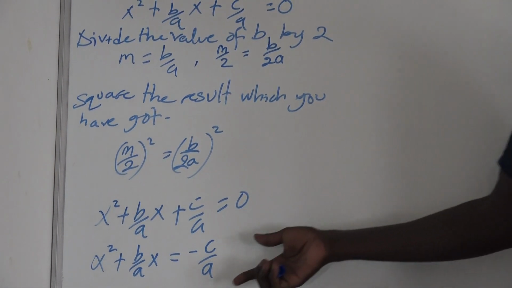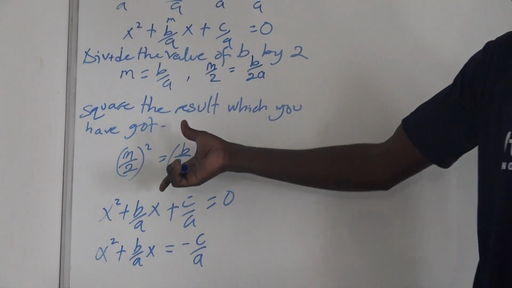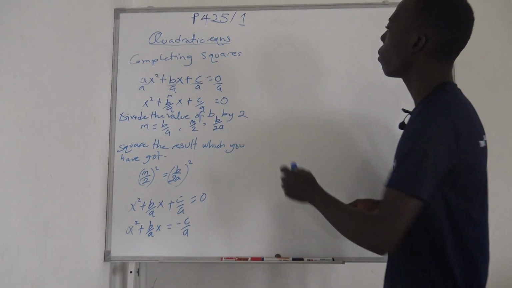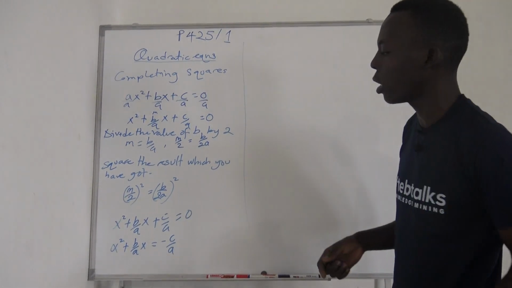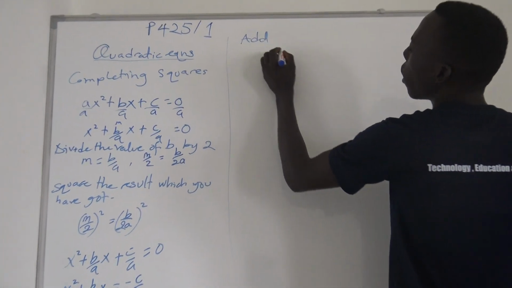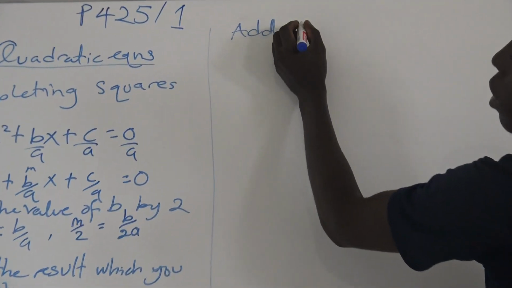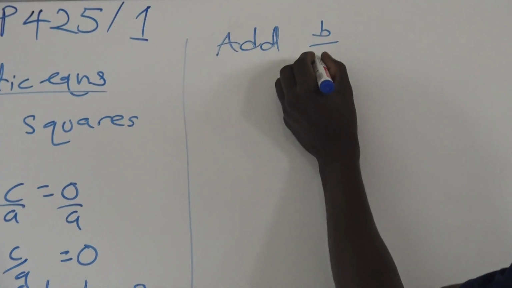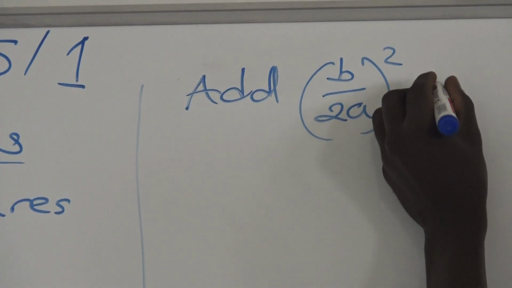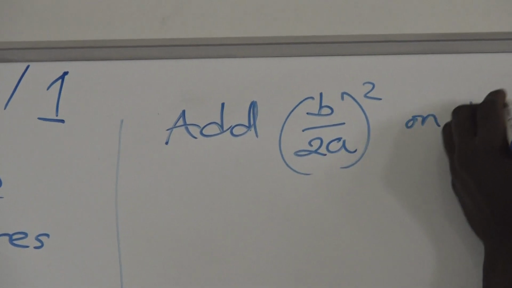By doing this, it is going to help me in applying what I got after squaring. You go to another step, which is saying that you add b out of 2a, the whole thing squared, on both sides.